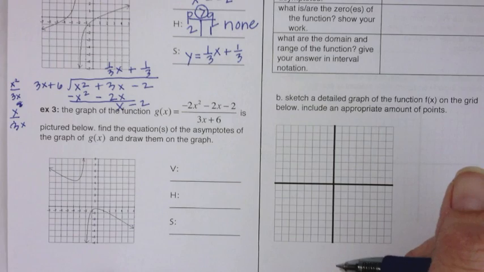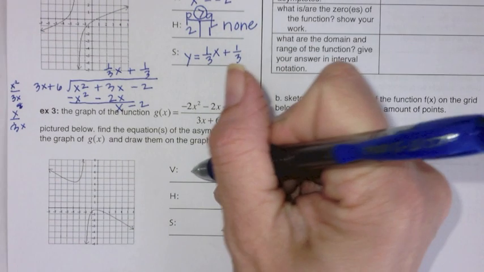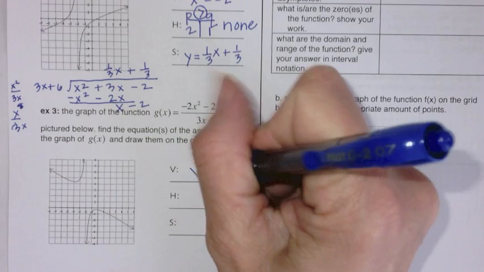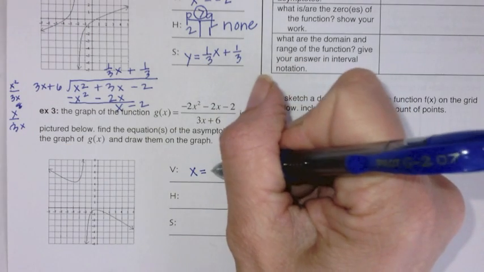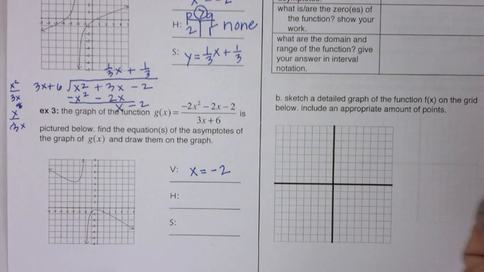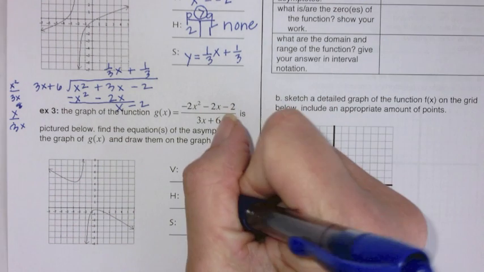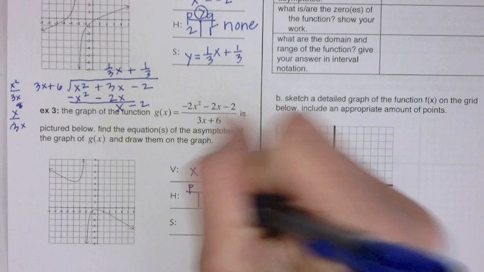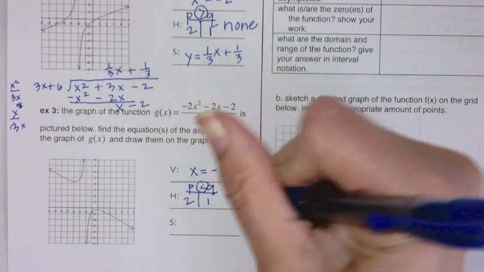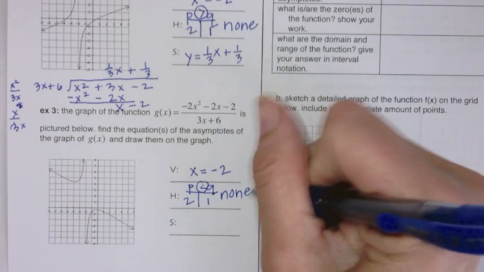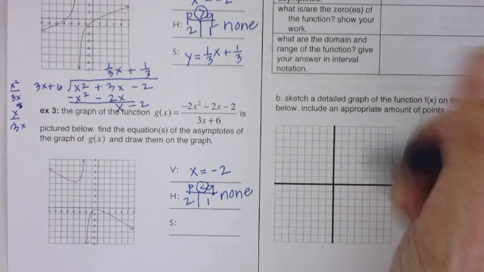Okay, next one right here. Vertical asymptote is going to be the same as the previous problem because it's the non-canceling factors. And since this graph has no holes, I know it's a non-canceling factor. So x equals negative 2. And then the horizontal asymptote, we're doing that p and q again. 2, 1, greater, none. And then the next one is the slant.